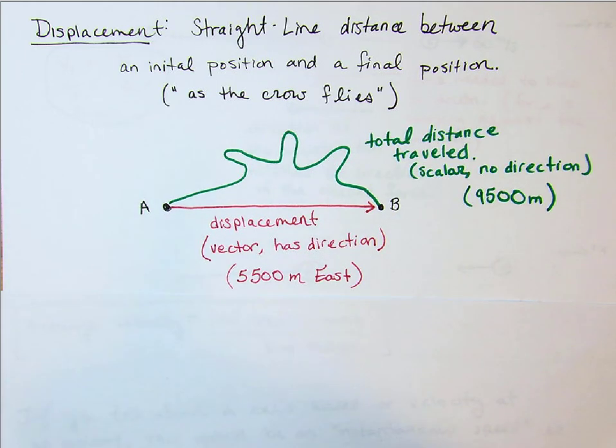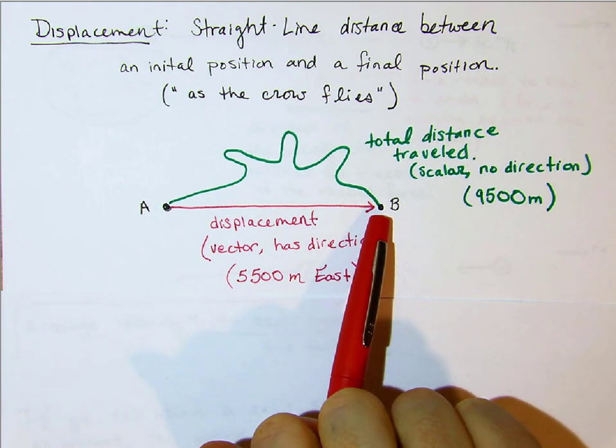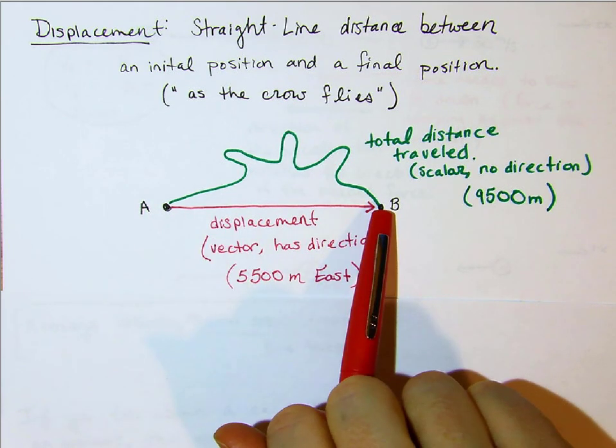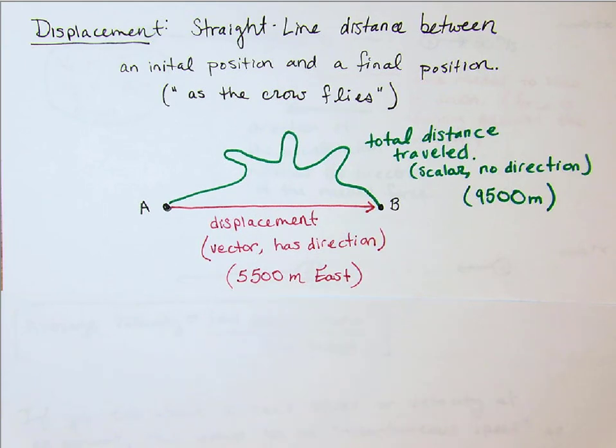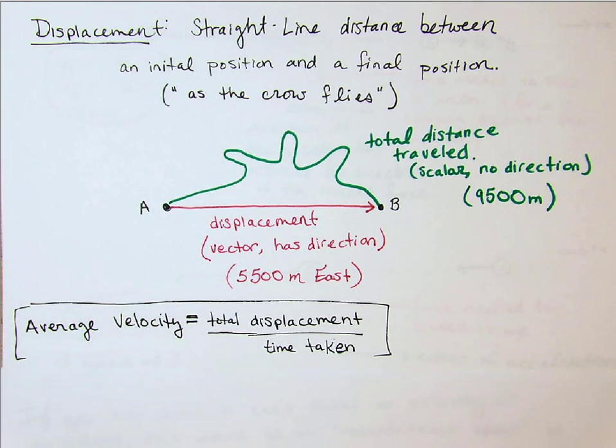The displacement is a bit different. So to find the displacement, what you really just want to do is draw an arrow from your starting point to your final point, just as the crow flies, straight from A to B. Your displacement is going to be that arrow, the length of that arrow, and the direction of that arrow. Because it is a vector, displacement has to have a direction in order to be correct. So in this case, I made up a value of 5,500 meters east. Why do we do that? Because that's how the average velocity is defined.